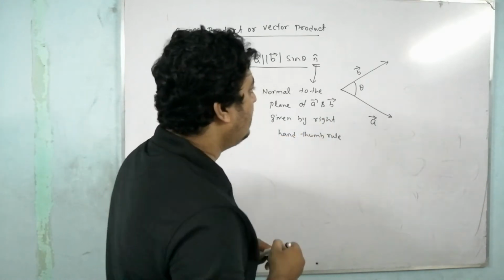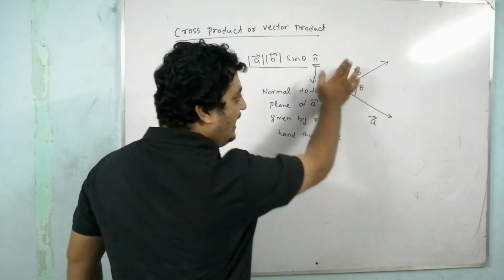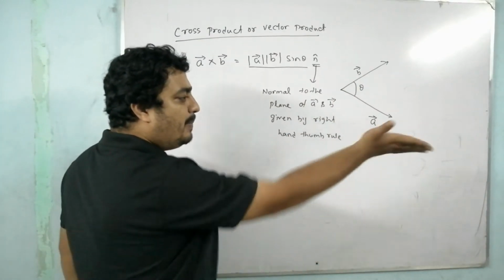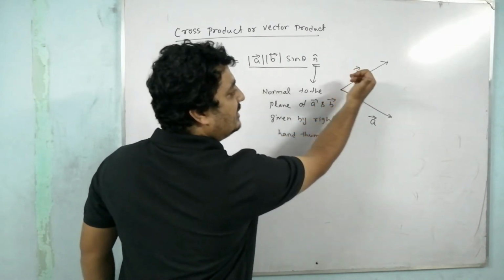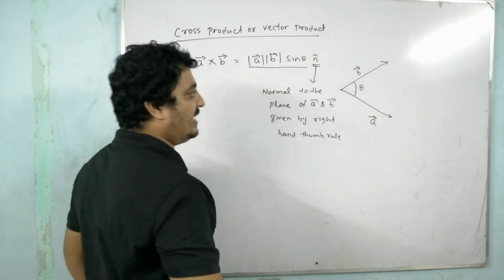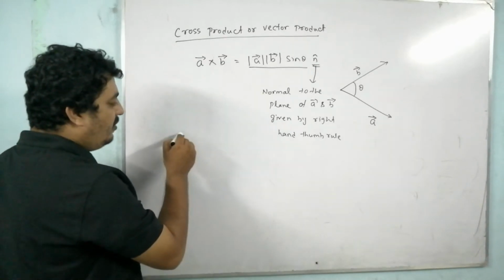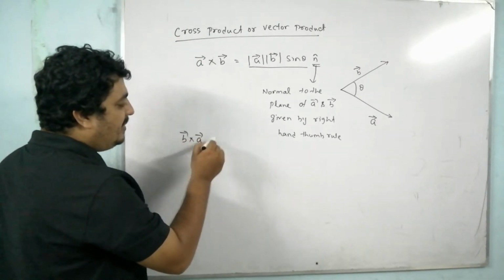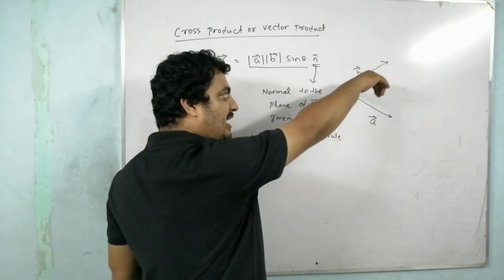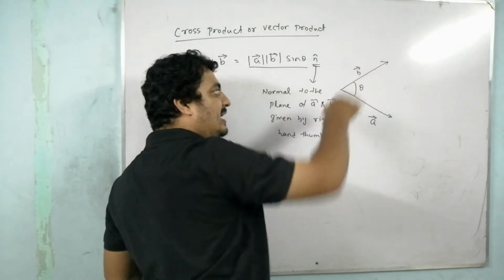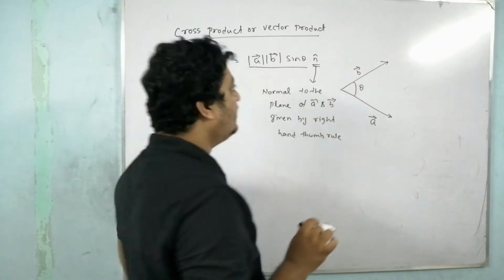So now if you have to find A cross B, then place the fingers on A and curl towards B. This will be the direction of n cap. Now if you have to find B cross A, then place the fingers on B and curl towards A. So n cap will be inwards.